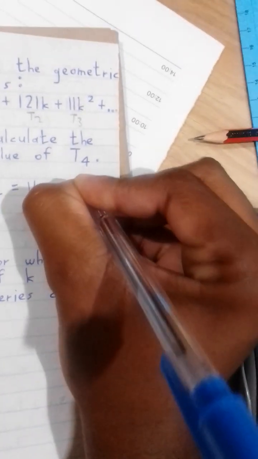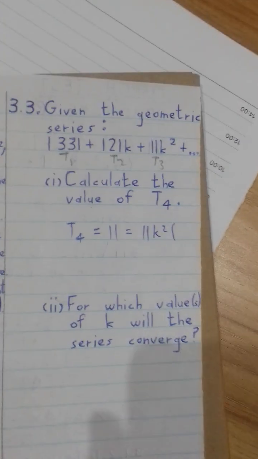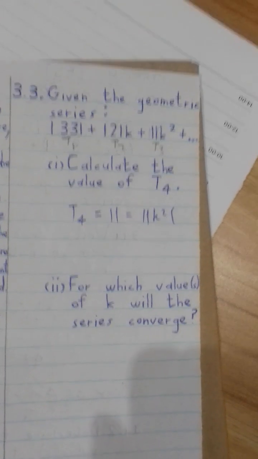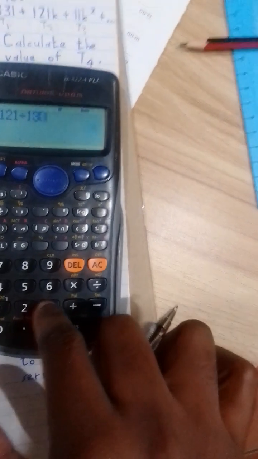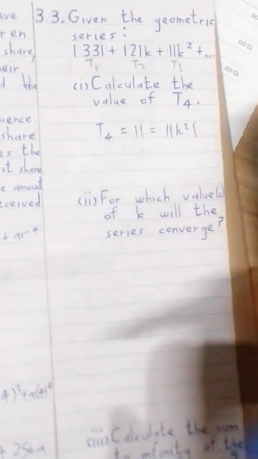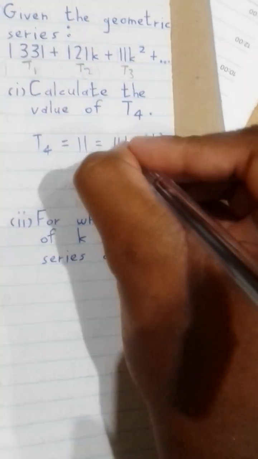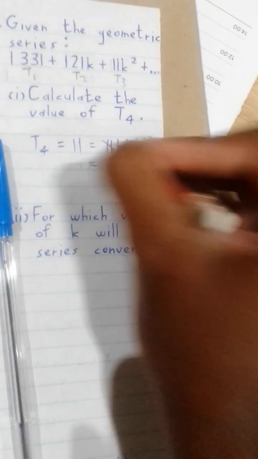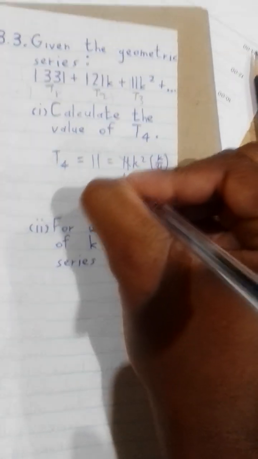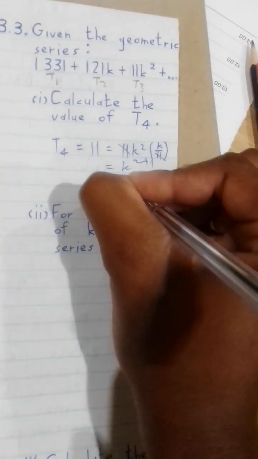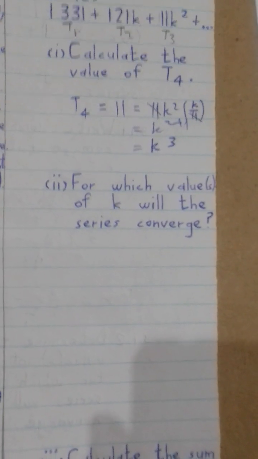T4 is T3, which is 11k squared, times R. R is T2, 121k, over T1, which is 1331. 121 over 1331 is 1 over 11. So R is 1 over 11k, or k over 11. This 11 cancels this 11. You have k to the power of 2 plus 1, which is k cubed. Okay, hope that is clear and I hope that makes sense.